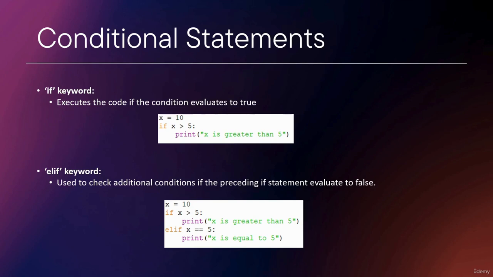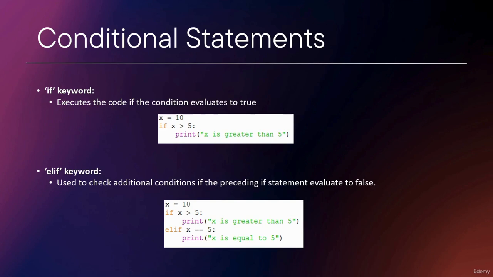This will be executed. Now if I do not want to use the if statement only, I want to use another condition, two conditions on one variable x, then I can also use the keyword elif. It is used to check additional conditions if the first condition is not true. So let's say if x is greater than 5 is not true. In this case it is true, but if it was not true, if x had a value of 4, then the first if condition would be false.